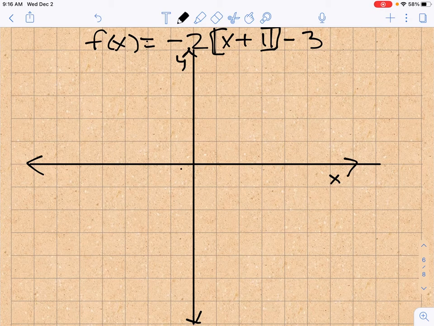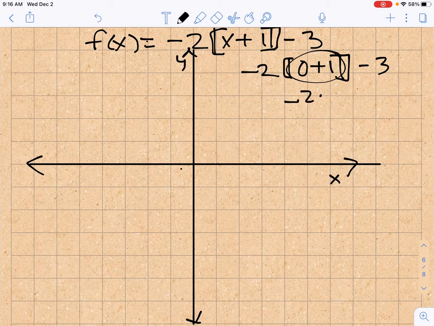So we've got this thing that says f of x is equal to -2 times, and then in the greatest integer function we have x plus 1, and then we're subtracting 3 from that whole thing. So this looks a lot scarier than it really is. Let's just put 0 in and see what happens. So let's write it out. You get 0 plus 1 minus 3. If I put 0 in, it gives me 1, and the 1 is an integer, so that's good. So you have -2 times 1 minus 3. So that gives you -2 minus 3. So for 0, you get -5.